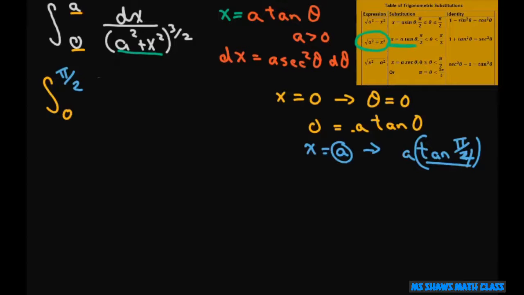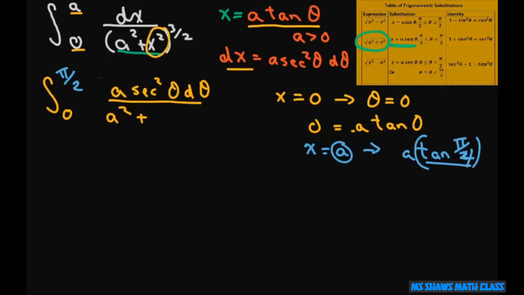So for substitution, our dx is a secant squared theta d theta. And then the denominator is going to be a squared plus, and you square the x, so it's going to be a squared tan squared of theta, all to the 3/2. All right. Now let's simplify this. So it should be pi divided by 4 to 0.